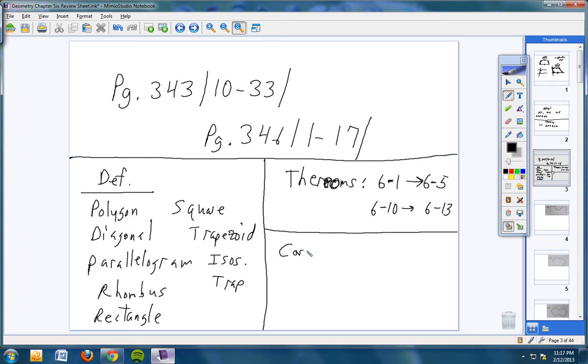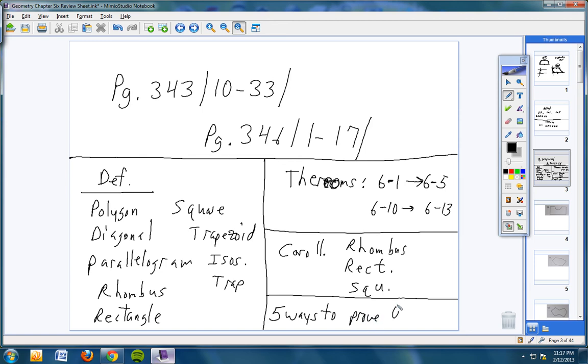Corollaries. There are 3 corollaries you need to know. One is the rhombus corollary, one is the rectangle corollary, and one is the square corollary. Again, pause the video if you need to get caught up, or rewind it. And then lastly, I'm going to ask you to list out 5 ways to prove that a quadrilateral is a parallelogram. I want you to know the 5 ways.